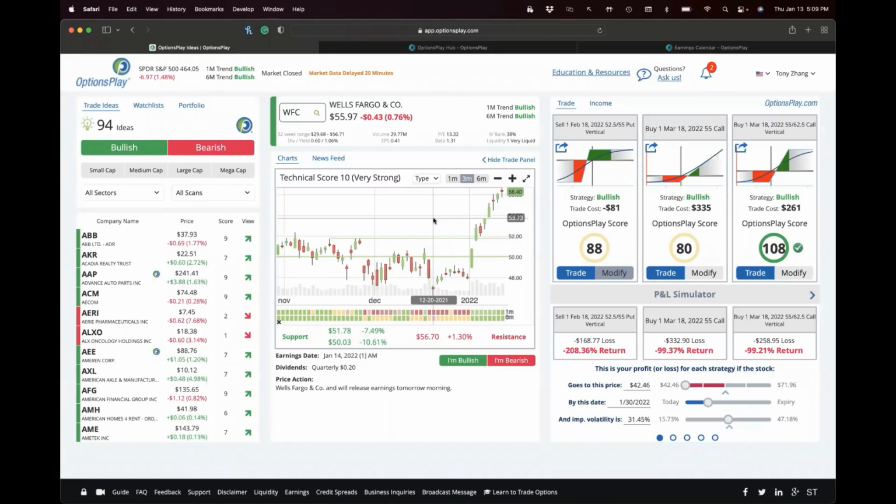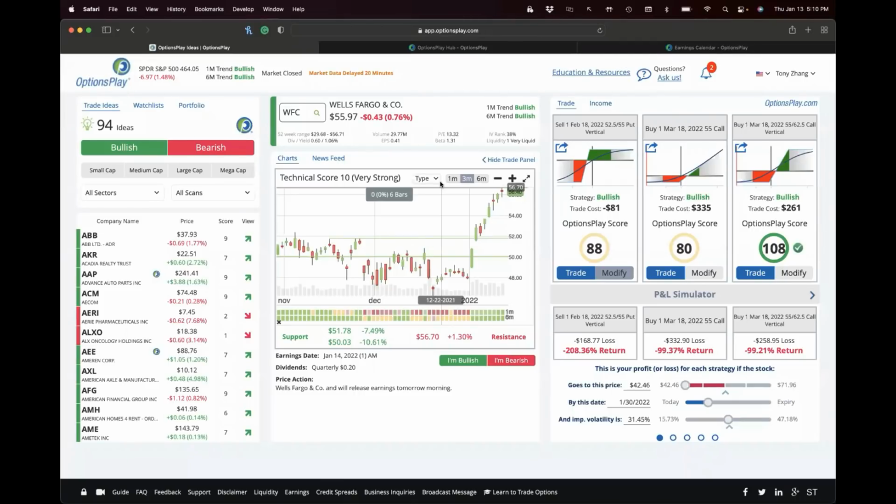Even debit and credit spreads are technically IV spreads. You're trading one, you're buying one and you're selling the other. And obviously whenever you buy IVs that are low and sell IVs that are high, that's going to put an edge in your favor.